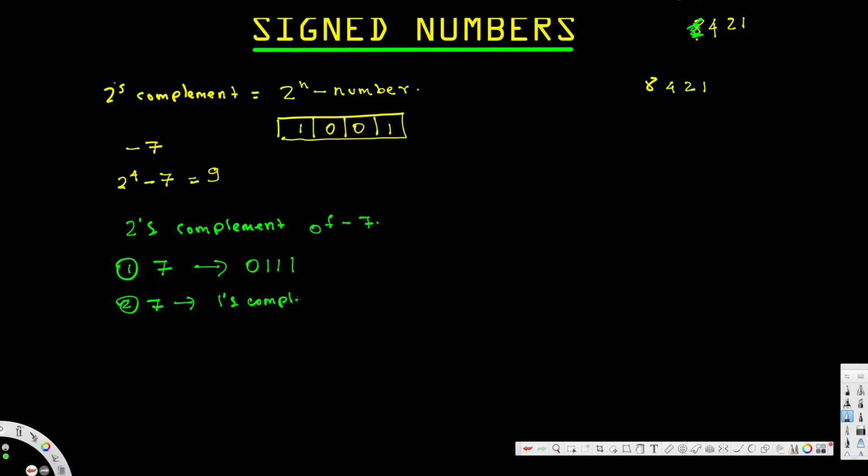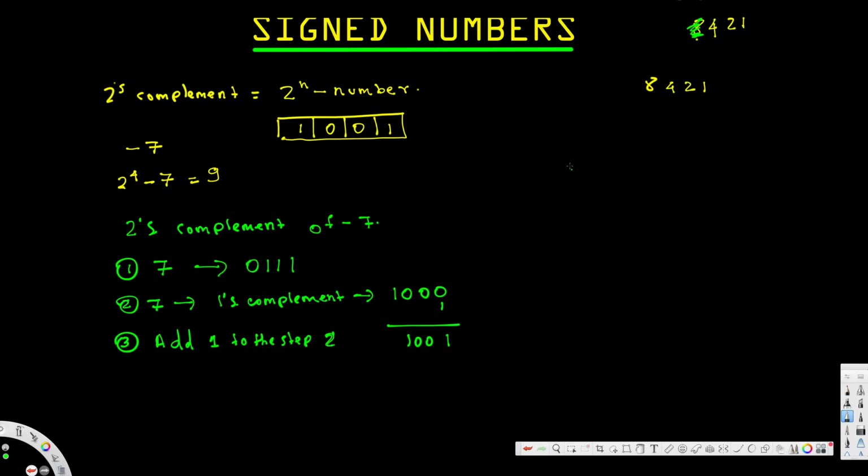So 1's complement is equivalent to 1 0 0 0. So wherever 0, we put 1. Wherever we have 1, we put 0. So that's 1's complement. And 2's complement is going to be add 1 to the step 2. So if you add 1 right here, that's going to give us 1 0 0 1. That's 2's complement. Here you can see this is the one we got for 2's complement using this equation. Here we are getting the same thing, right? So this is our 2's complement.